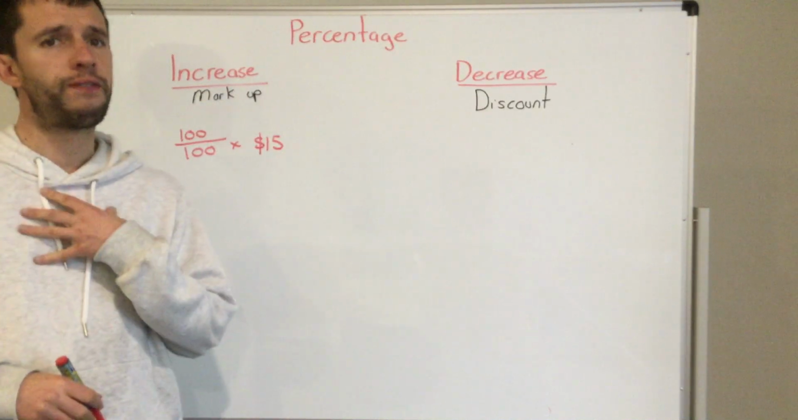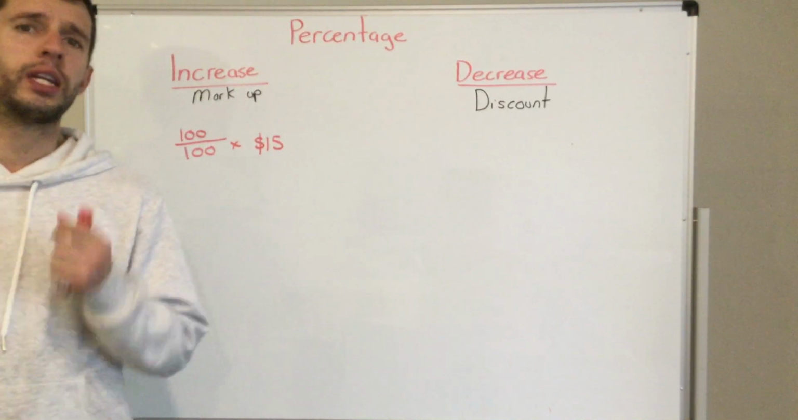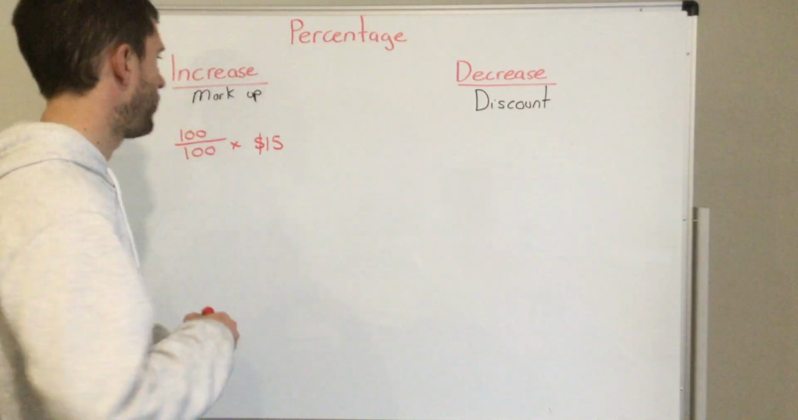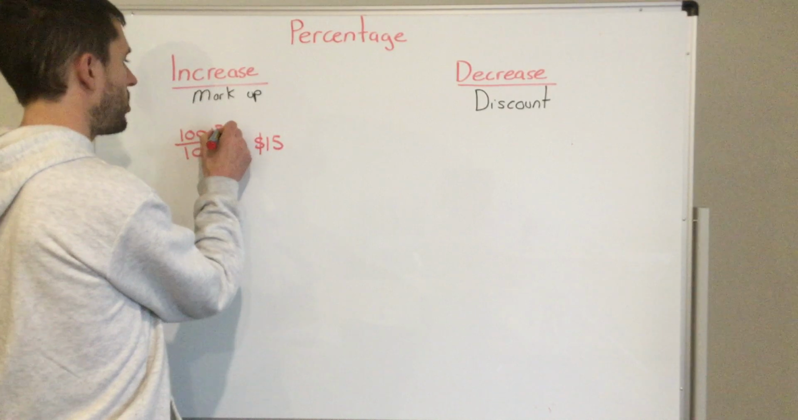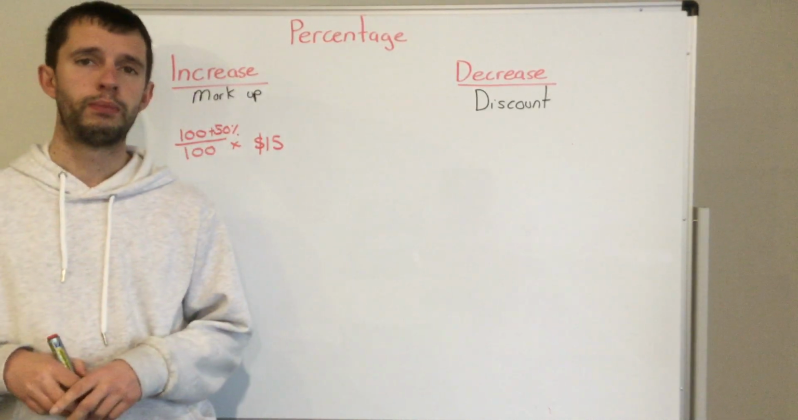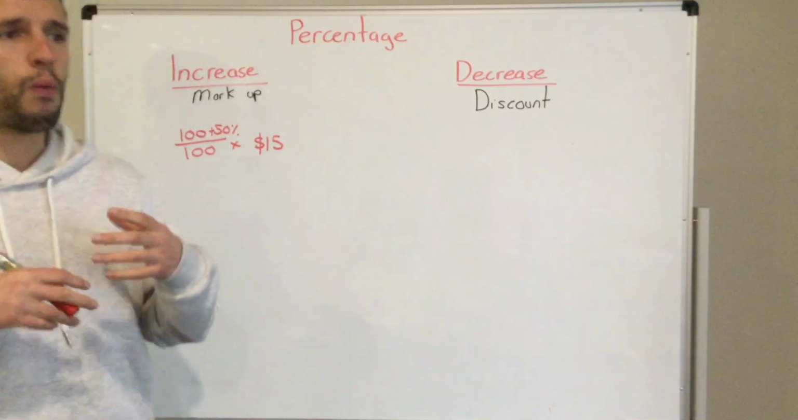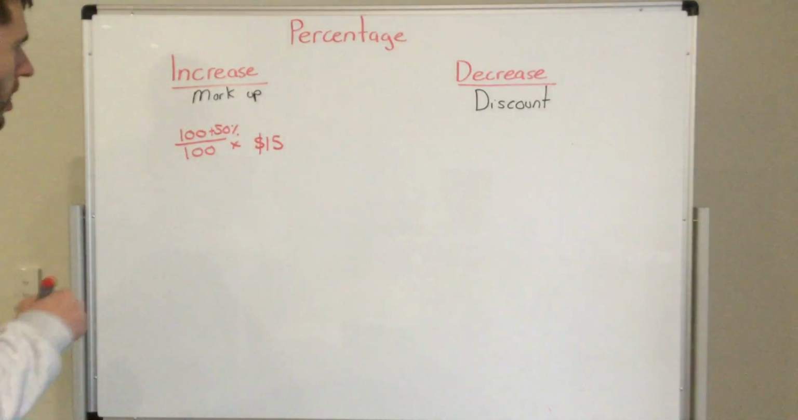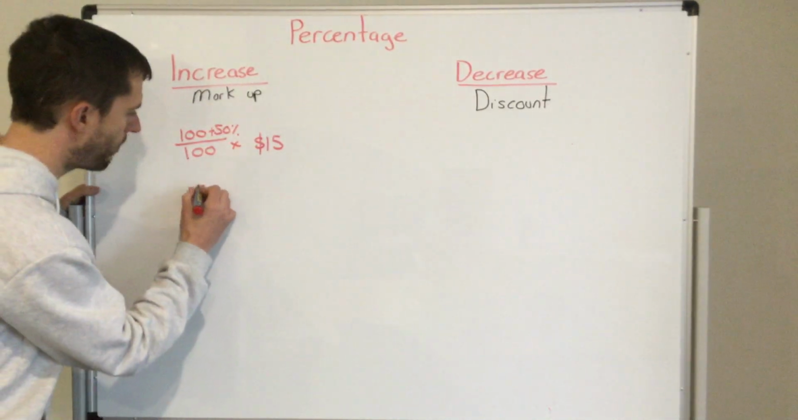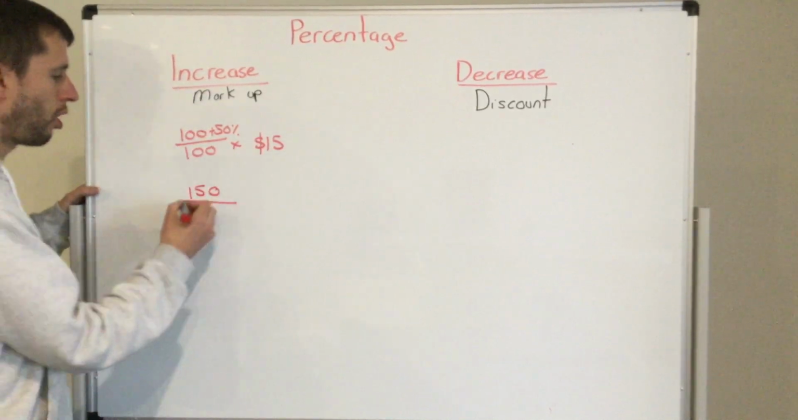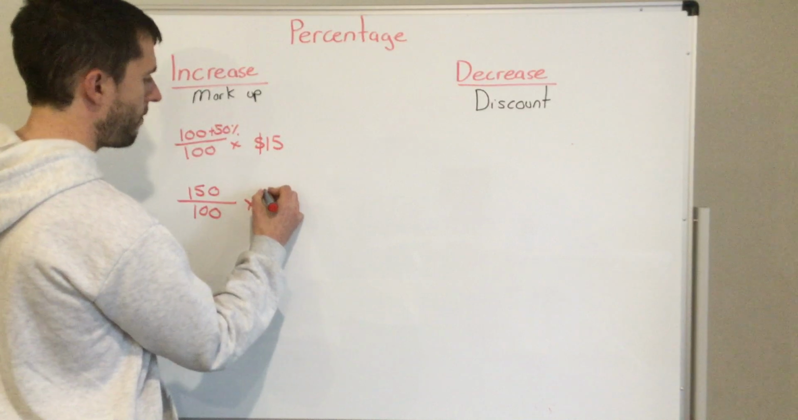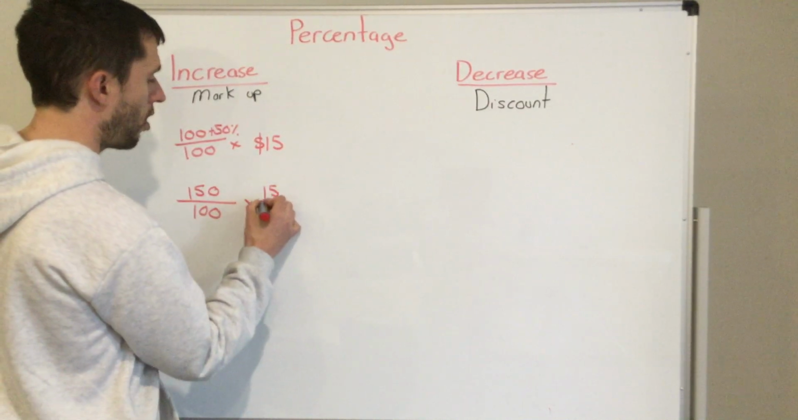So if it cost me $15, I might want to increase and mark it up by 50%. So I add 50% onto it. Because I want to make money. So let's double check this. 100 plus 50 equals 150 over 100 times 15 is the same as 15 over 1.